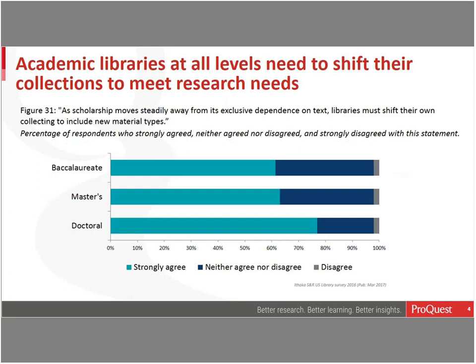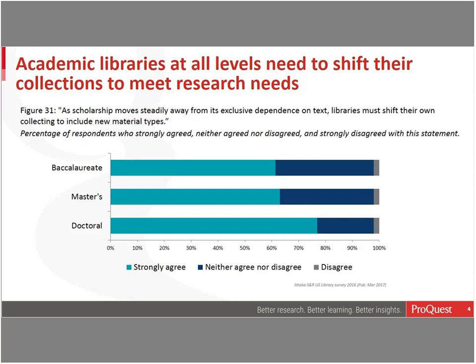As part of the survey, they were asked to say how strongly they agreed with the following statement. As scholarship moves steadily away from its exclusive dependence on text, libraries must shift their own collecting to include new material types. So you can see on those results that well over 2/3 of respondents strongly agreed with that statement, and only the little grey part at the end represents the tiny minority that disagreed.